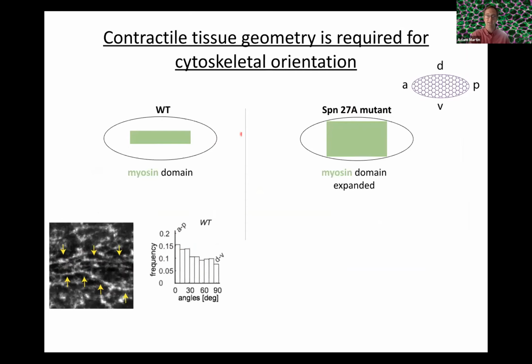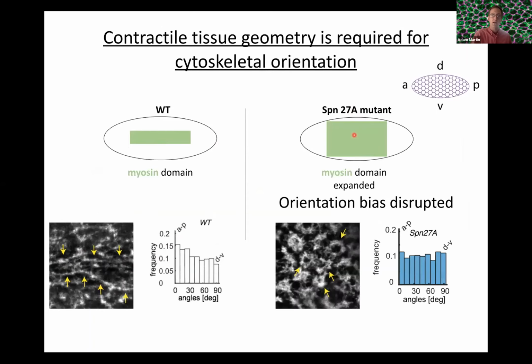That's this axis. When we expand the contractile domain and change the geometry, we totally change the organization of the cytoskeleton. And rather than getting oriented actomyosin fibers, we instead get an actomyosin ring in each cell. And when we analyze the tissue level network organization, you can see we lose the anterior-posterior bias to connectivity.